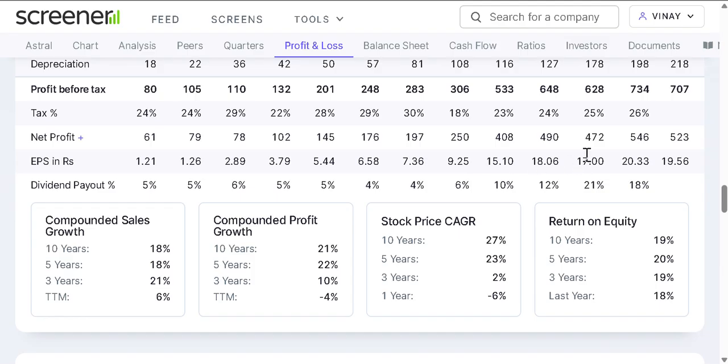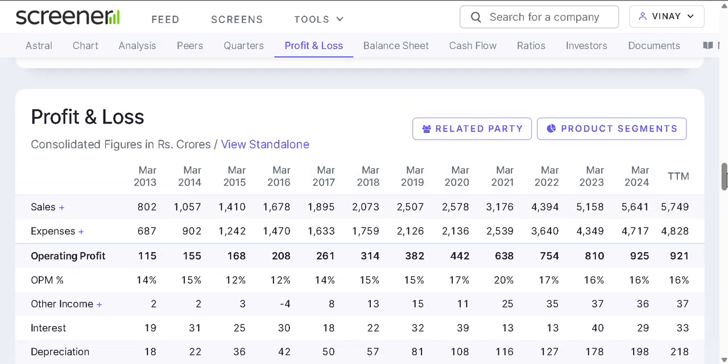So if you divide this net profit amount by the number of shares available in the market, then you get earnings per share. This means Astral is earning 20.33 rupees per share, and it also pays a dividend, and this is the dividend payout ratio. And 18% of the net profit it is earning, it is giving out as a dividend. So this is how you can go through the profit and loss statement.